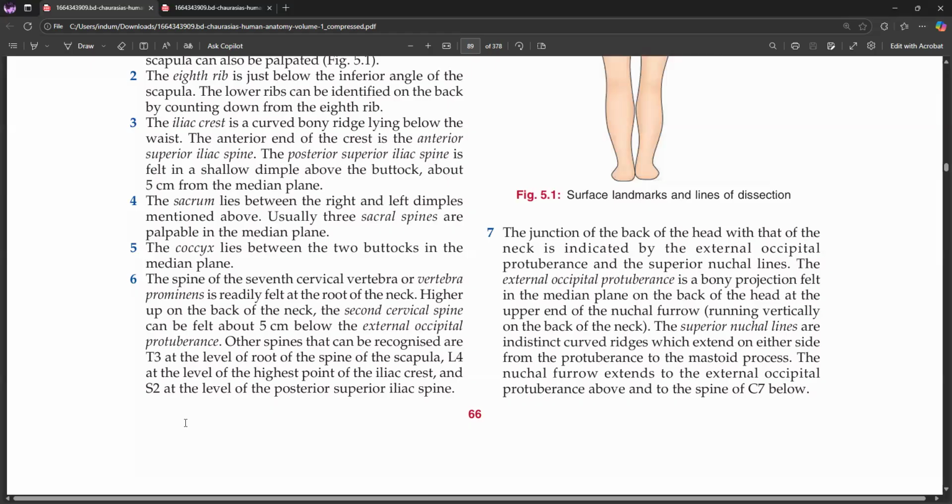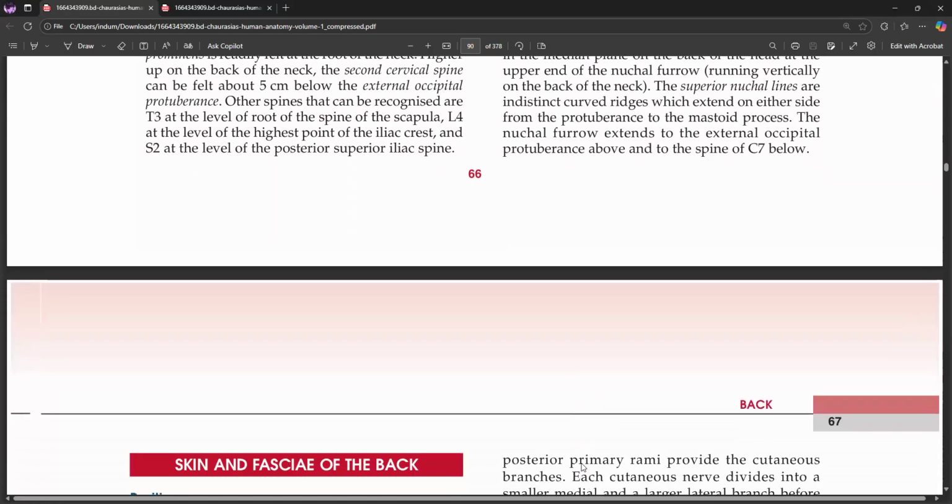Number 7. The junction of the back of the head with that of the neck is indicated by the external occipital protuberance and superior nuchal lines. The external occipital protuberance is a bony projection felt in the median plane on the back of the head at the upper end of the nuchal furrow, running vertically on the back of the neck. The superior nuchal lines are indistinct, curved ridges which extend on either side from the protuberance to the mastoid process. The nuchal furrow extends to the external occipital protuberance above and to the spine of C7 below.